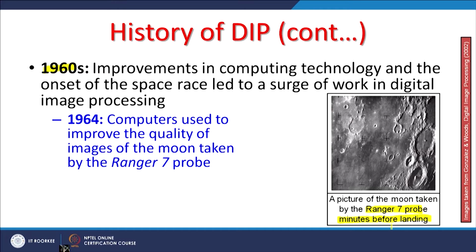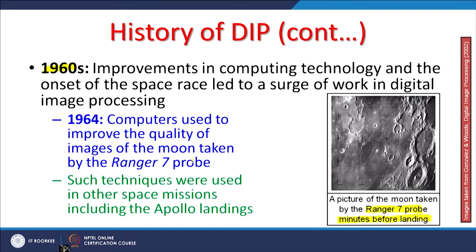In 1964, computers were used to improve the quality of images of the moon taken by the Ranger 7 probe, and such techniques were used in other space missions, including the Apollo landings on the moon surface. So, development in one sphere of science percolated also into other domains, like these moon missions and other things. When image processing started, the same image processing was improved, and now we are seeing much better images.